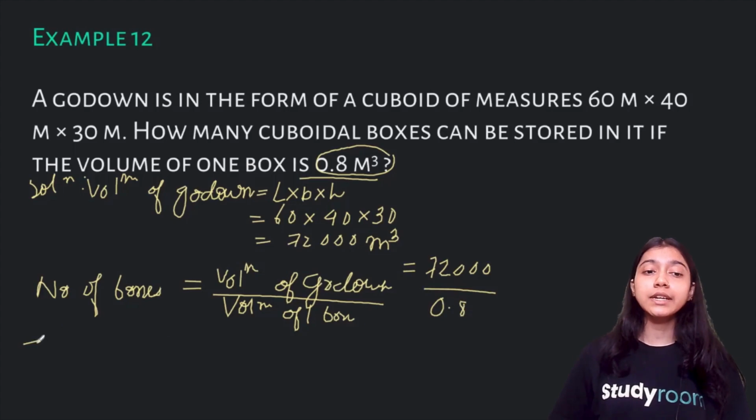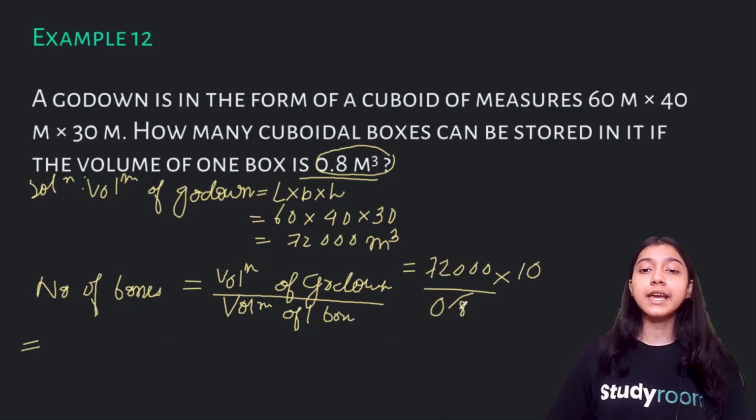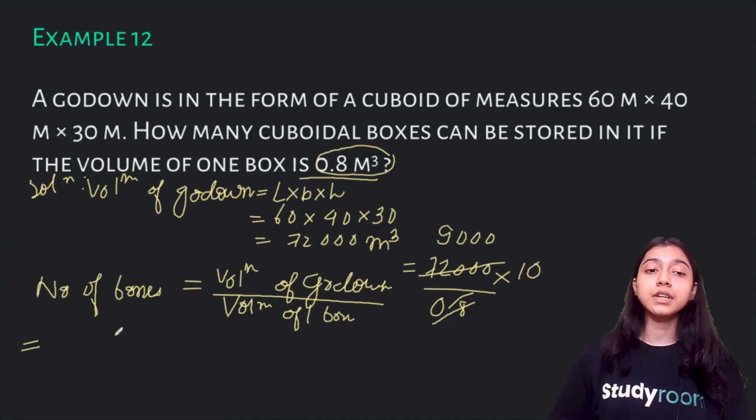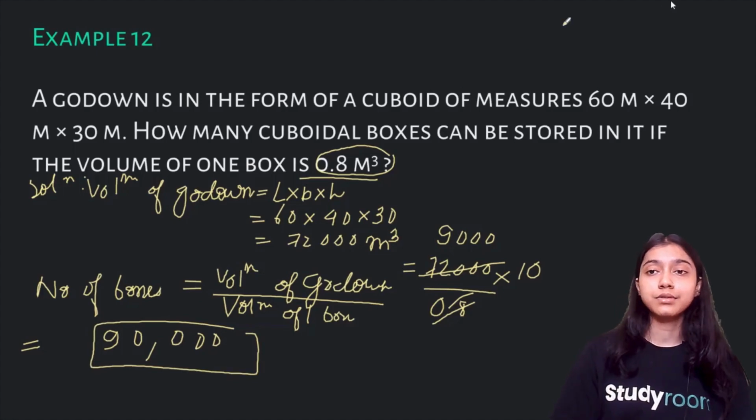Now we can calculate it in this way. We'll remove this decimal point and take 10 on the numerator side and cancel this 8 with 72,000. That will give us 9,000. 9,000 multiplied with 10 gives us 90,000. So we have the total number of boxes that can be occupied in the godown is 90,000.